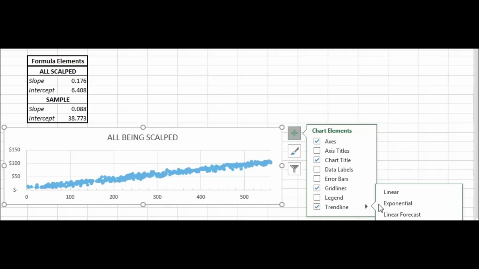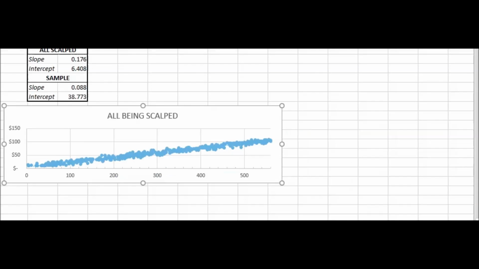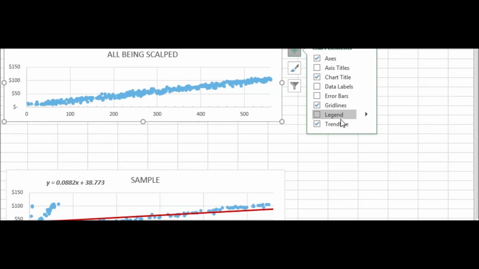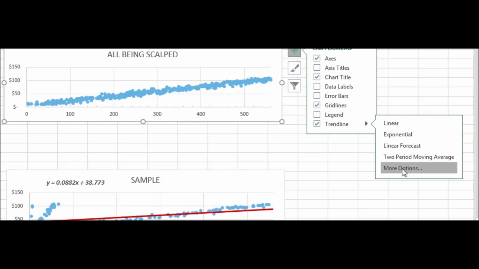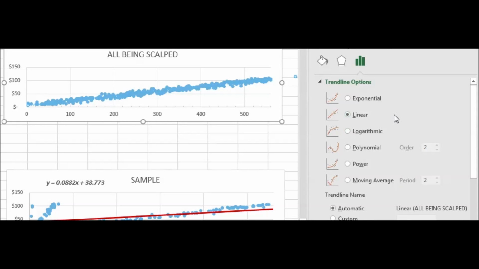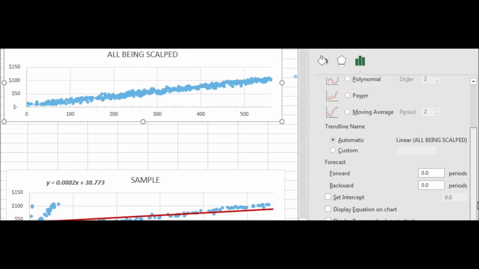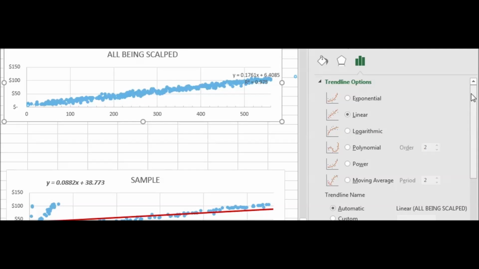So I'm going to go over, and it looks like I need to scroll down just a little bit here to go to where it says more options. So I'm going to click on more options. It gives me the linear, and it also allows me at the bottom to display the equation on the chart, and another one that's not as important down here. It says display R squared. Don't worry about that. It's not as important to you at this point. It will be very important when you get into doing this in statistics.